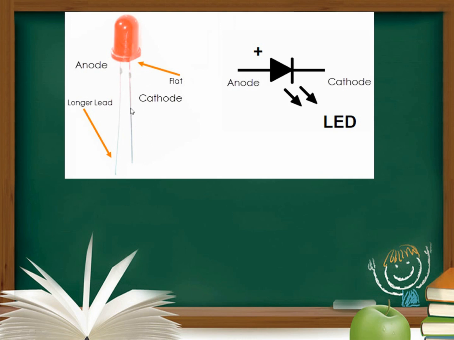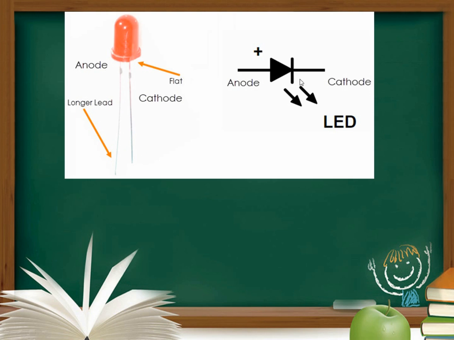And the other way we can identify it is that we have a sharp cut at the end of this plastic material here, which indicates the negative, but the positive is always longer than the negative.